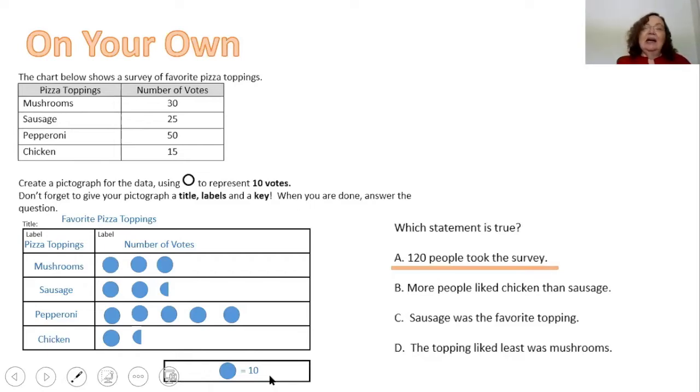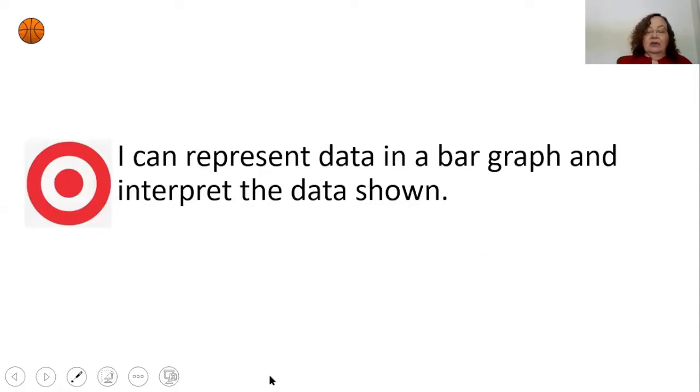So now let's look at our learning target for today. It says, I can represent data in a bar graph and interpret the data shown. Well, the new thing is a bar graph.